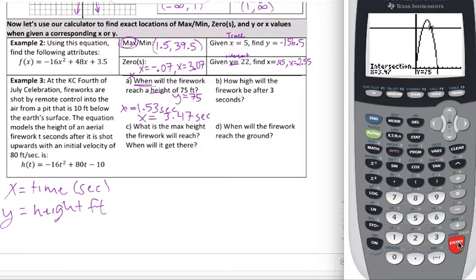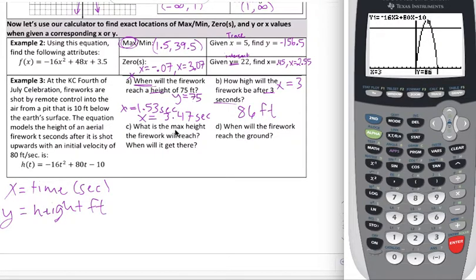All right. Question B. How high will the firework be after 3 seconds? Okay, so 3 seconds. Remember, seconds is our x, so that means they're telling us that x equals 3. So remember up here where we said x equals 5, so we're going to use our trace function. So we're going to press trace and 3. And it's going to tell us, hey, at 3 seconds, that firework is going to be 86 feet high. We're only looking at the y here. So you say, hey, at 3 seconds, we're 86 feet high.